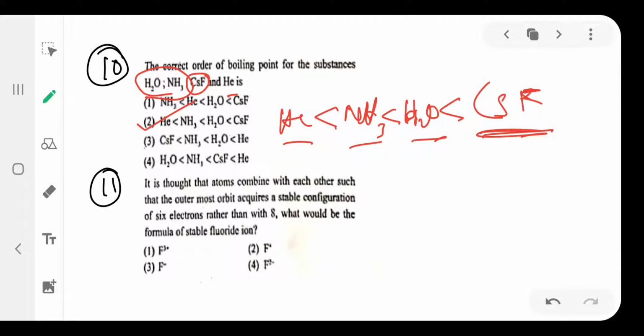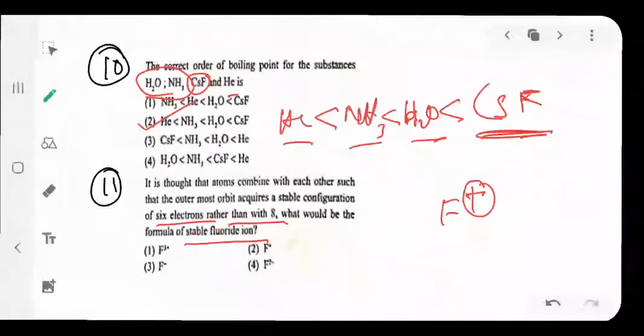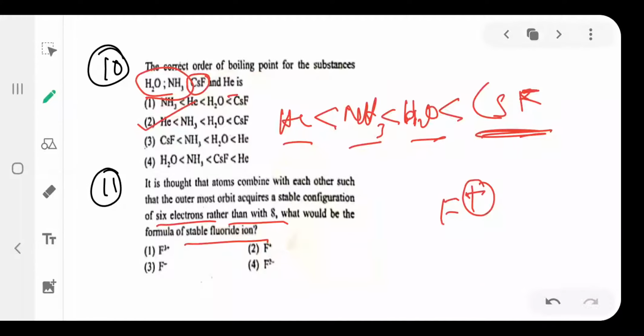The question: atoms combine with each other such that the outermost orbit acquires the stable configuration of 6 electrons rather than 8. What would be the formula of the stable fluoride ion? Stable fluoride ion means F. Is F minus stable or F plus stable? Normally F minus is more stable, but in the given question, atoms combine with each other such that the outermost orbit acquires the stable configuration.